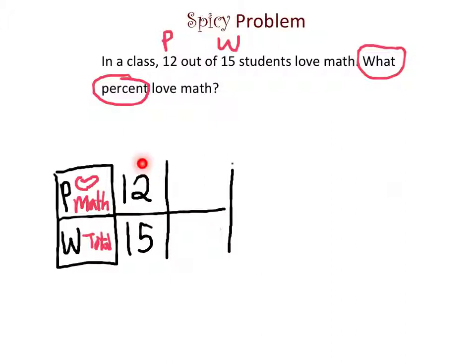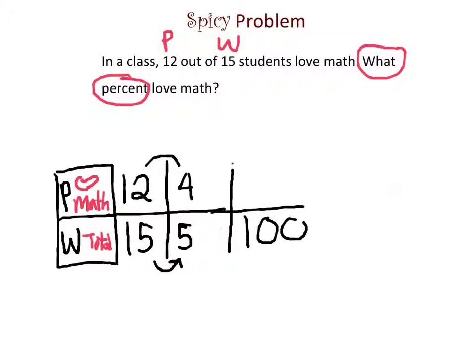And I noticed that I could simplify 12 out of 15. So let me see if that helps me. 12 out of 15, I can divide the top and the bottom by 3. So 15 divided by 3 is 5, and 12 divided by 3 is 4. And now I see something. 5 goes into 100 evenly. So I can get from 5 to 100 by multiplying by 20.